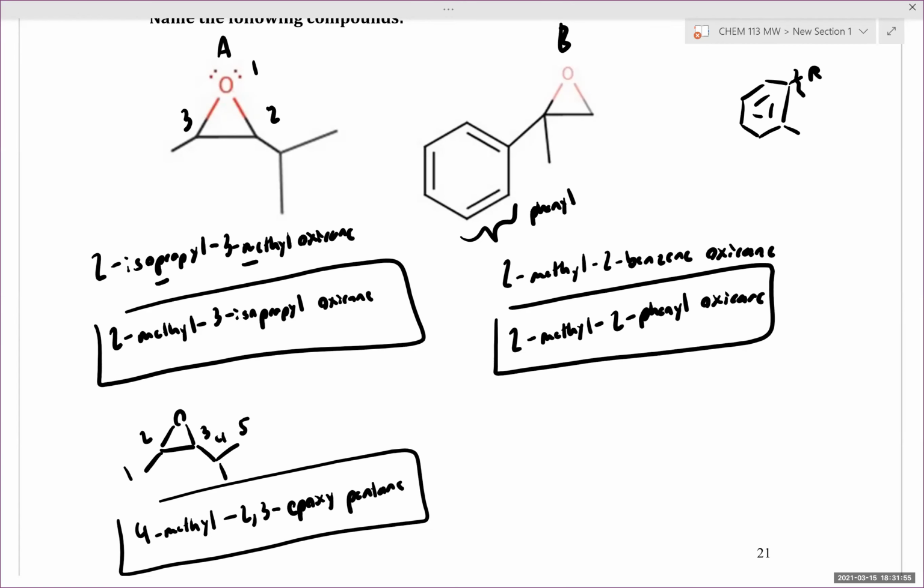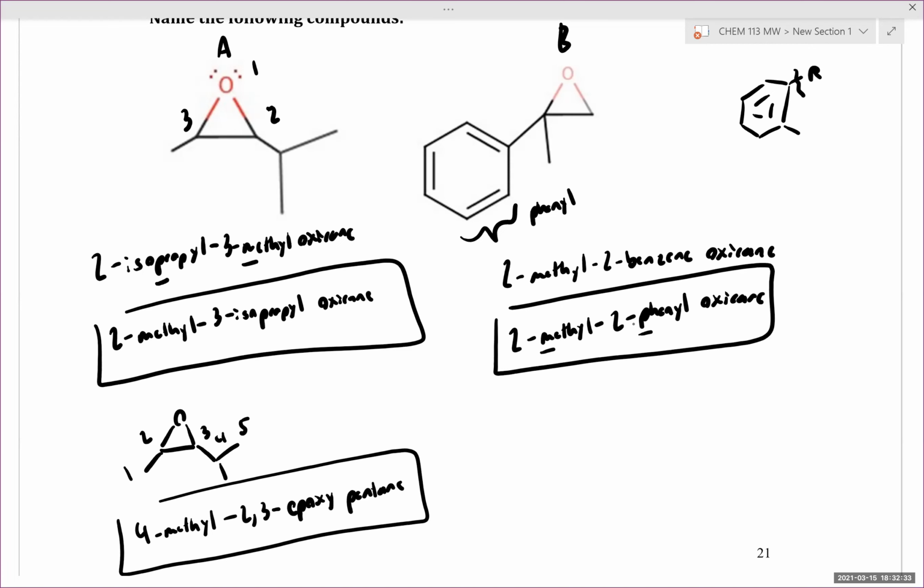Would you switch the methyl and phenyl or no? What is first alphabetically? M or P? Oh, never mind. Since P is second alphabetically, the phenyl is named second in the name. But your point to really be attentive towards the order of substituents in the name, that's really important. That's a really good question to ask. Any other questions on this example?